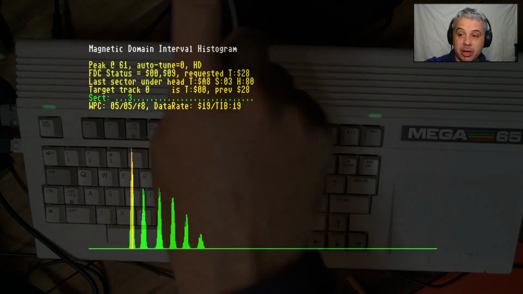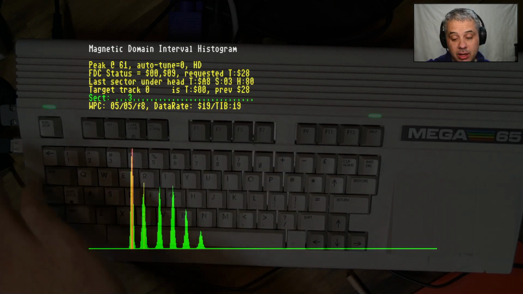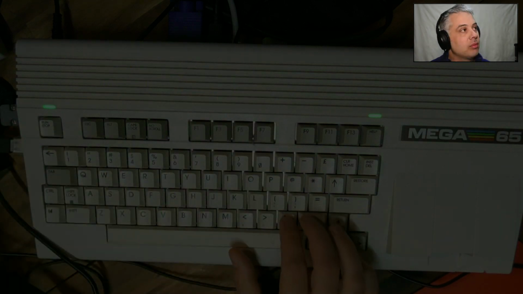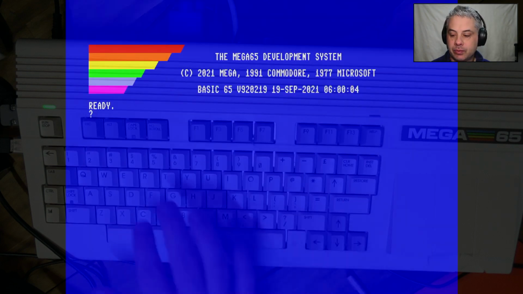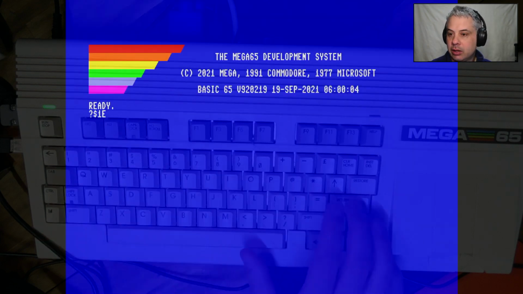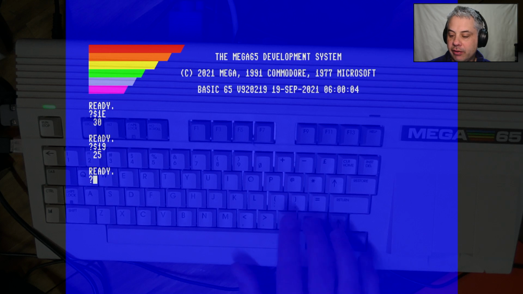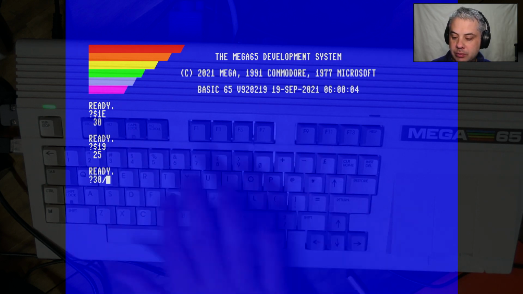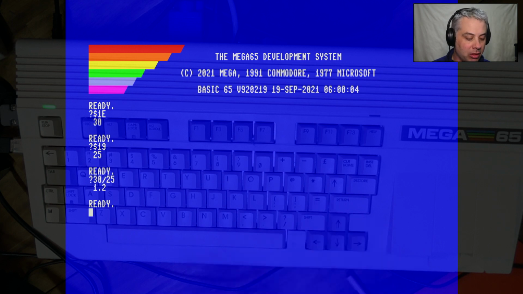But let's for a moment have a look at data rate 1.9 versus 1E and see what that means in terms of expected capacity. So 1E is 30, 1.9 is 25. So in very simple terms, we should get 1.2 times the number of sectors on each track.